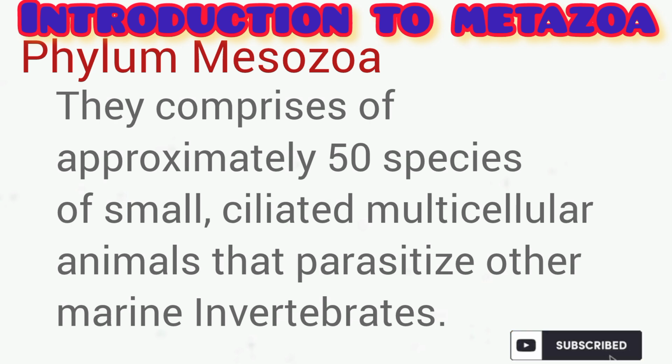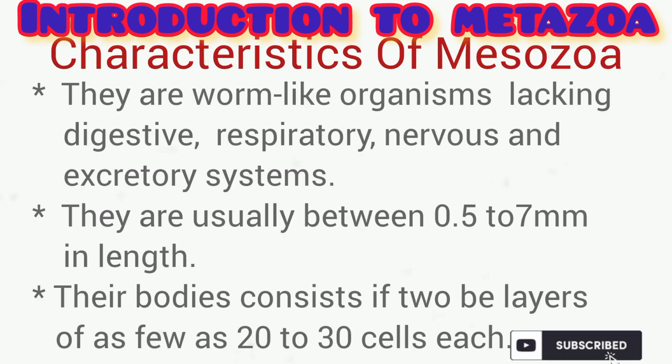Currently, they are not regarded as the missing link. They are composed of about 50 species of small, ciliated multicellular animals. They actually act as parasites of marine invertebrates. What are the characteristics of Mesozoa?